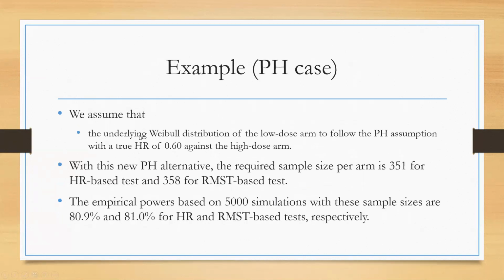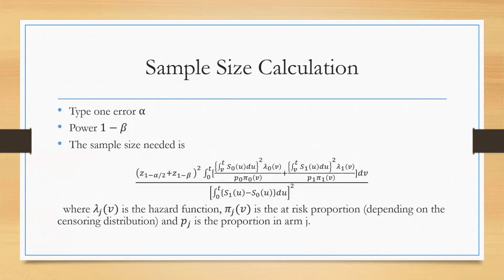So we repeated the same exercise. In this case, we're assuming the proportional hazards assumption is satisfied, with a hazard ratio of 0.6 between these two arms. And you can see in this case, if you want to use the log rank test, then the sample size would be 351 per arm. And if you want to use RMST, you need seven more patients per arm. And again, we use simulation to verify the power. The power in both cases is very close to 81%. So again, that verifies this formula for power calculation is pretty reliable.